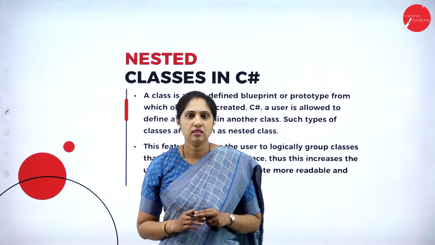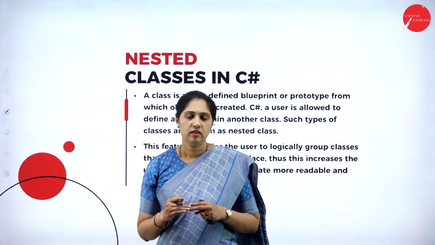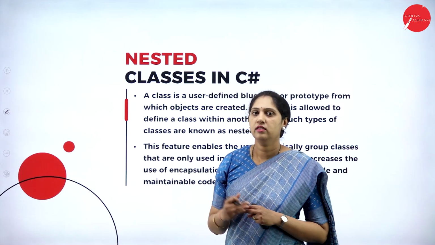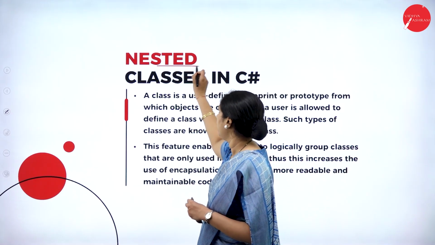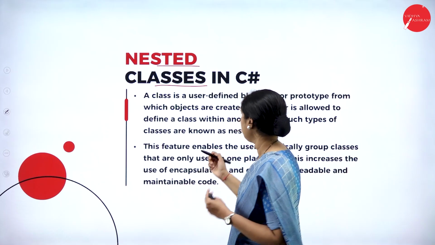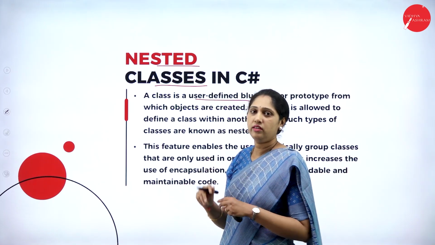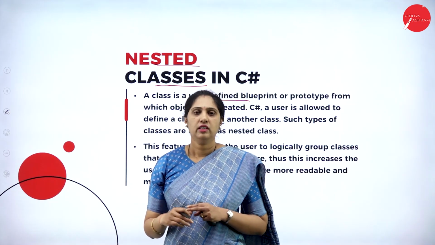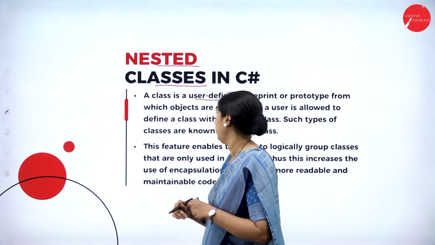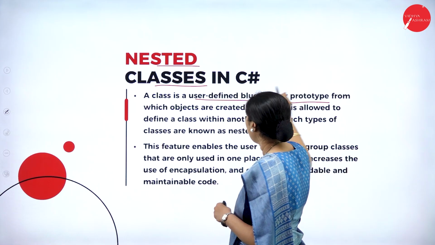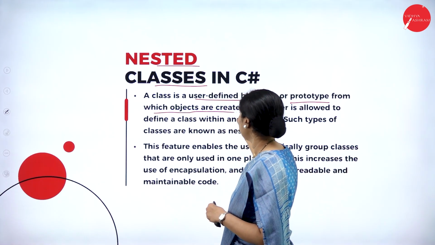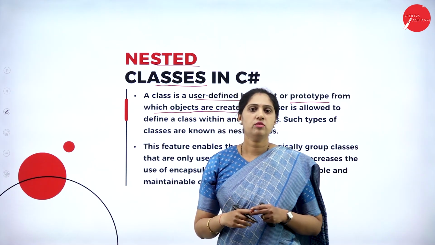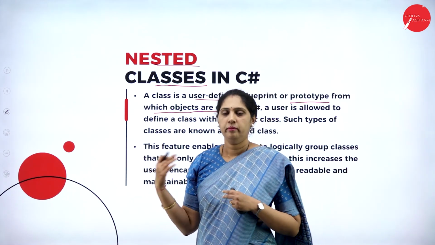So, we know class. Now, we'll nest the class. So, a class, and again inside a class, we'll have one more class, that is nested classes. So, class we already know it is user defined, it is not predefined. Class, structure, enumeration, they are all user defined. So, it is a prototype from which objects are created. With the class, we create an object. With the object, we access what? Data members.